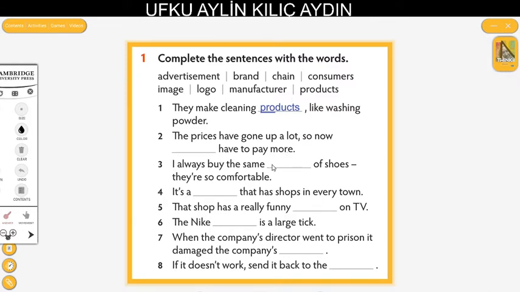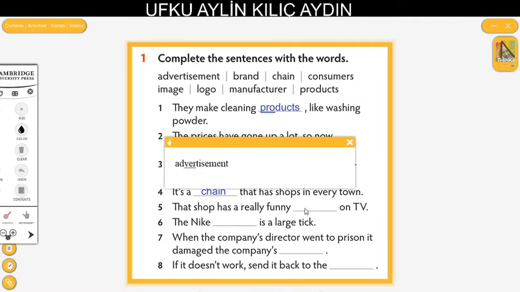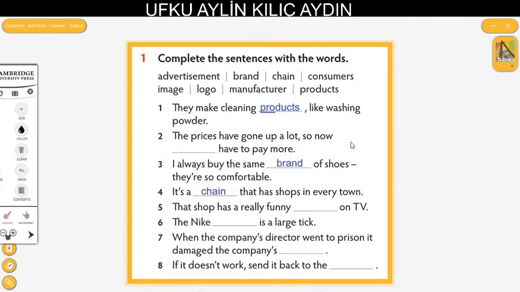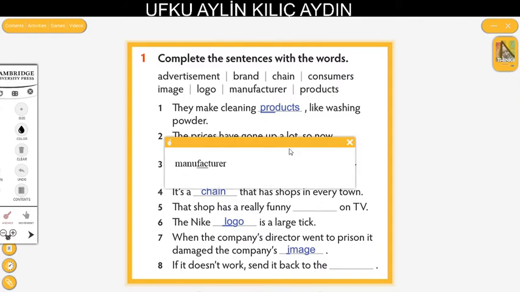I always buy the same brand of shoes. They are so comfortable. It is a chain that has shops in every town. That shop has a really funny advertisement on TV. The Nike logo is a large tick. When the company's director went to prison, it damaged the company's image. If it doesn't work, send it back to the manufacturer.